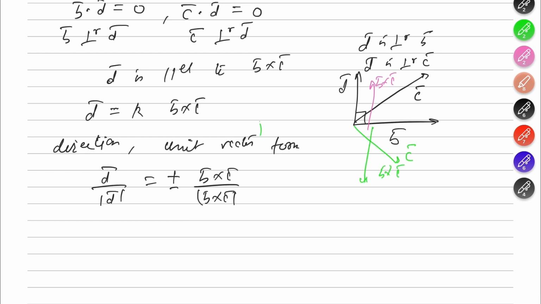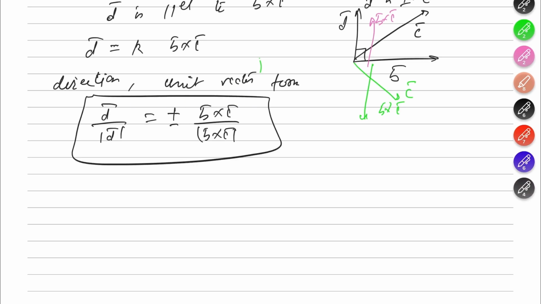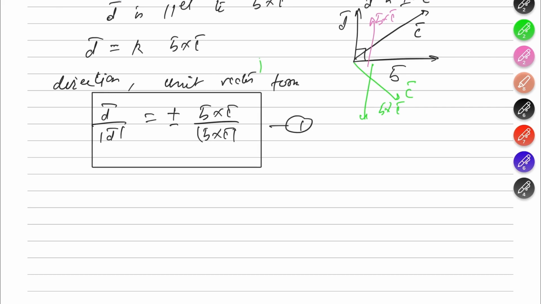Ultimately this vector D is parallel to B cross C, either in the same direction or in the opposite direction. This is a unit vector, and this is also a unit vector. The magnitude is the same and the direction is either the same or opposite, which means they are parallel. This is one concept we should keep in mind. Let's say this is equation 1.